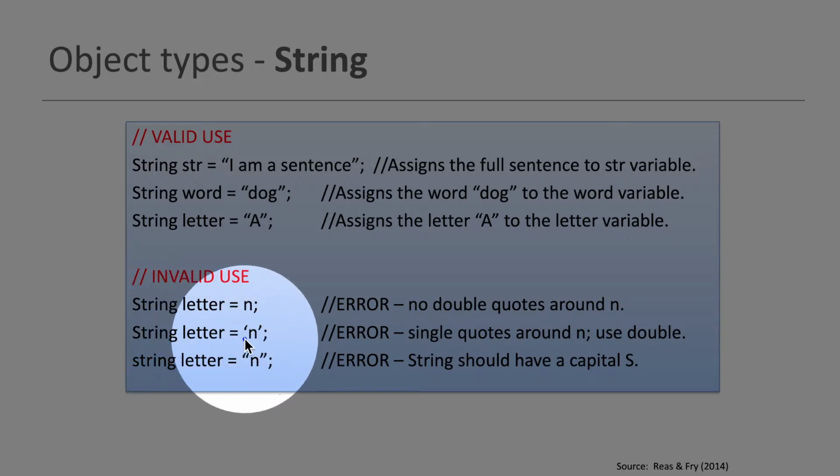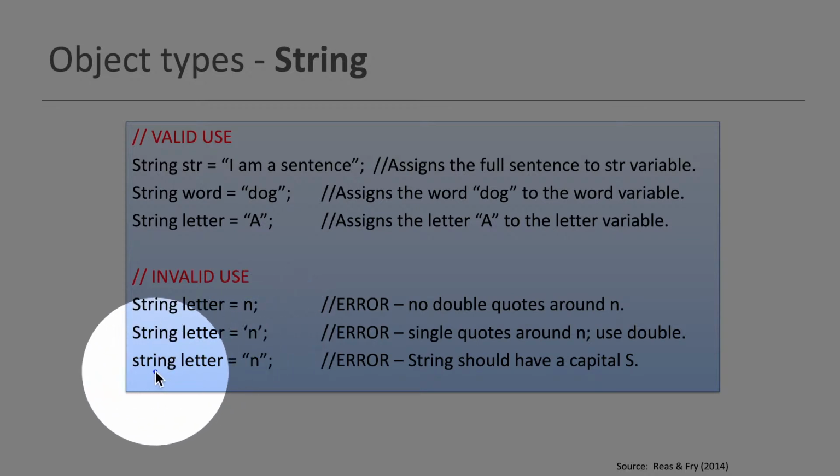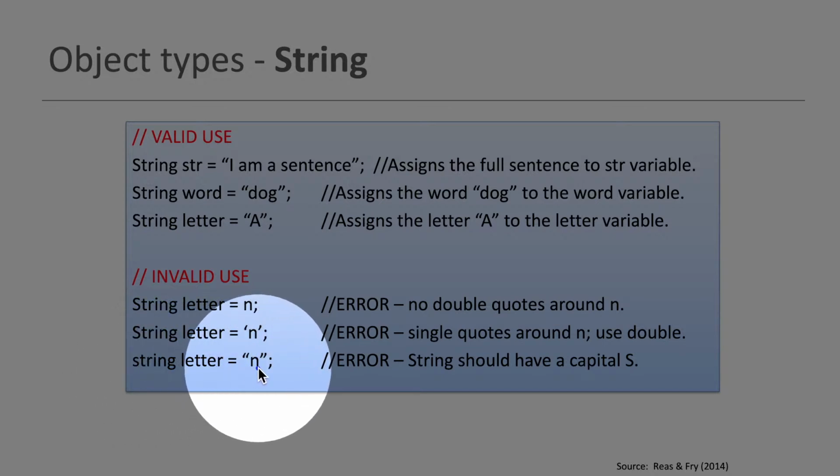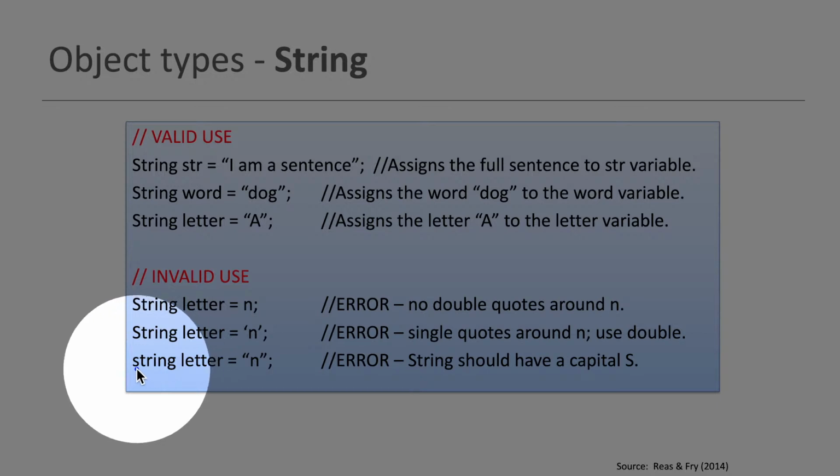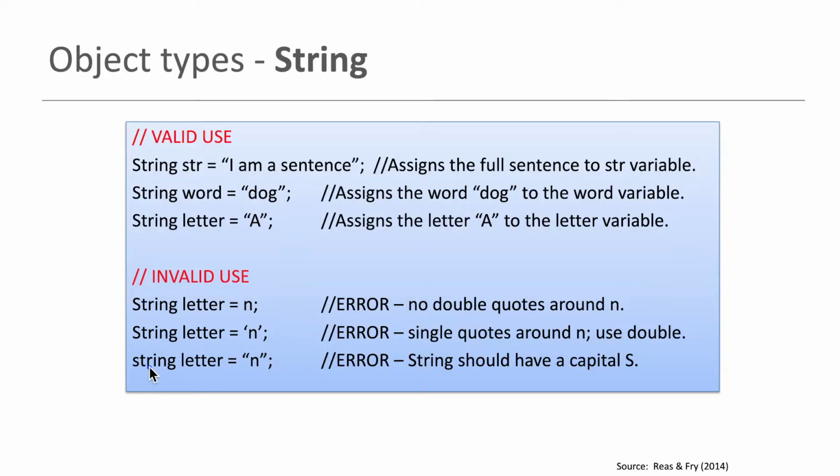Second one, String letter is assigned a value single quotes n. That's going to make it into a character, so that's not going to work. And the third one is the one that's going to get you, right? This is the gotcha. If you use a lowercase s and you say string letter is assigned a value, double quotes n, it's not going to work because the String object type has to be represented with a capital S. So it's case sensitive. Please make a note of that one because we're going to have a lot of questions popping up in Slack when people get that wrong. Okay.